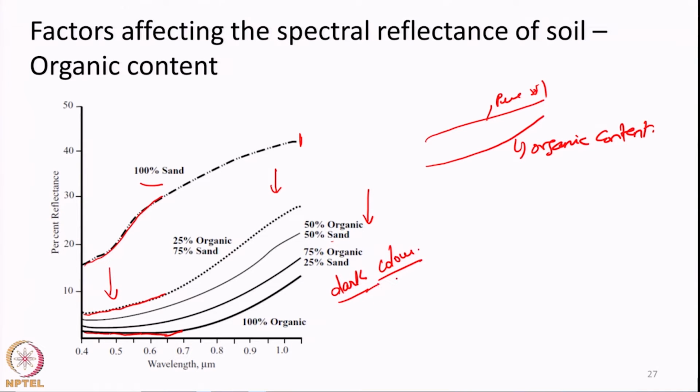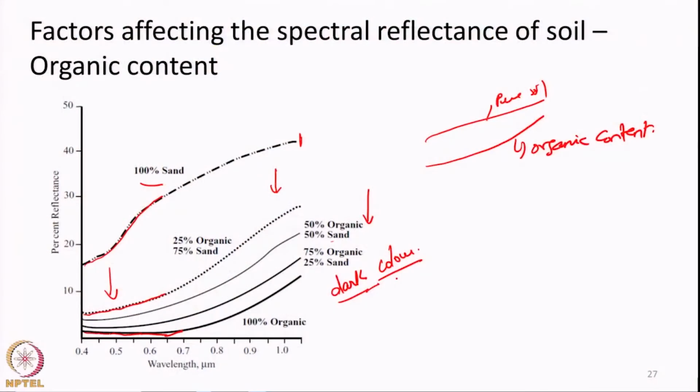Some organic soils may be brown, some may be dark; it depends on the climate in which it is present and the material with which it is mixed, everything. But in general, if the soil is pure in a region, it will have a higher reflectance when compared with the same soil after getting mixed with organic material.